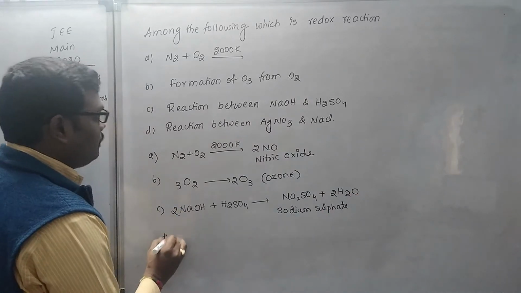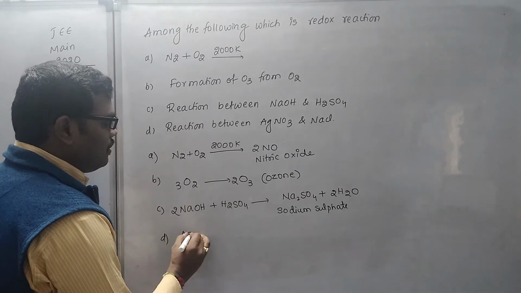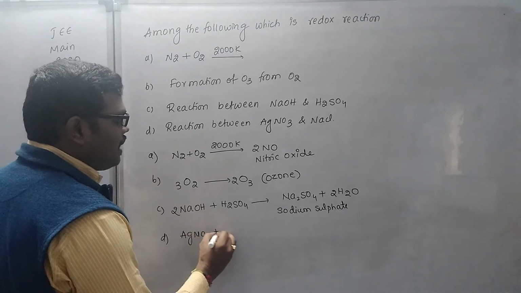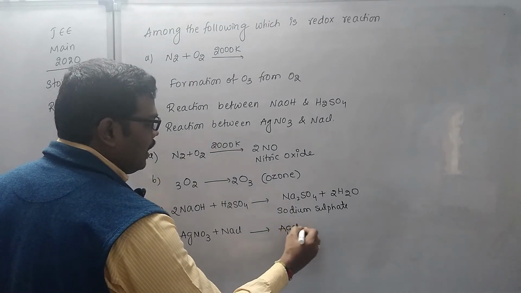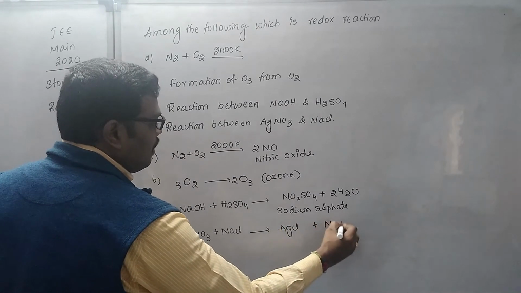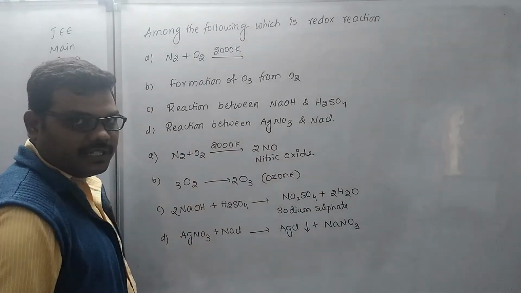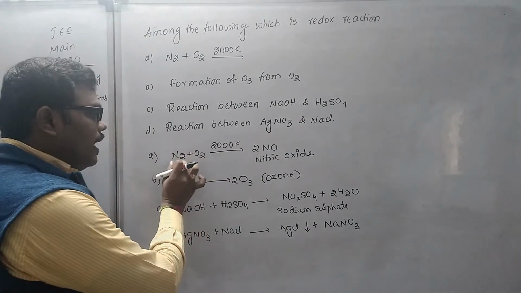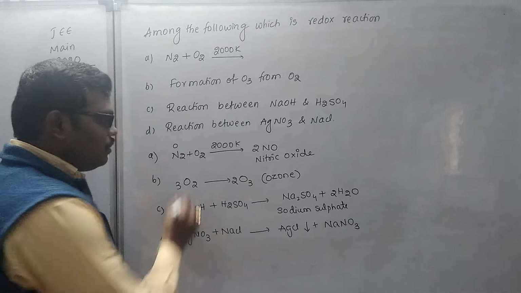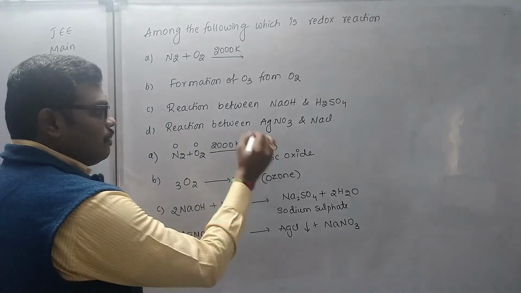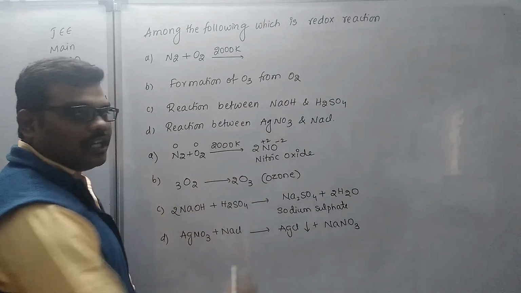Now D. Reaction between silver nitrate and sodium chloride. When silver nitrate reacts with sodium chloride, it gives silver chloride and sodium nitrate. Here silver chloride is a precipitate. Now we'll see. N2 plus O2. Here the oxidation number of nitrogen is 0, oxygen is 0. Here the nitrogen oxidation number is +2, oxygen oxidation number is -2.